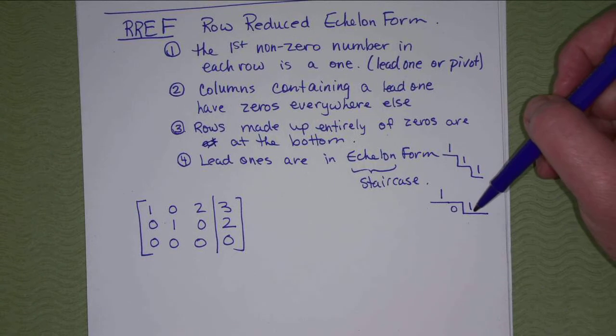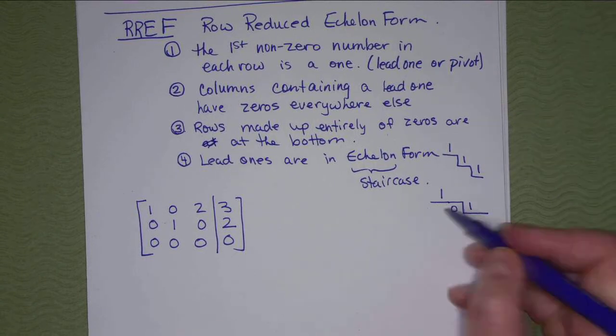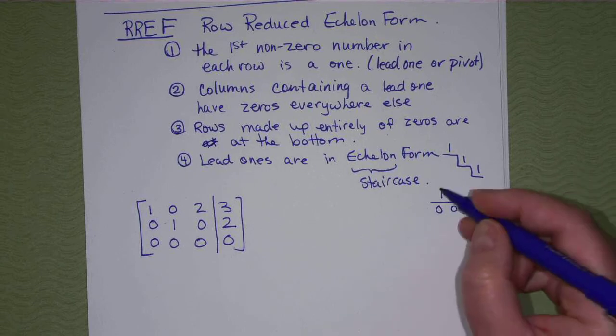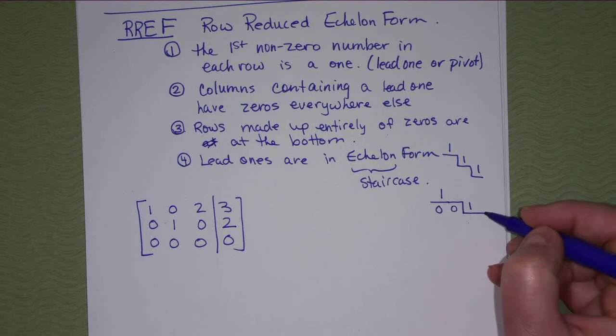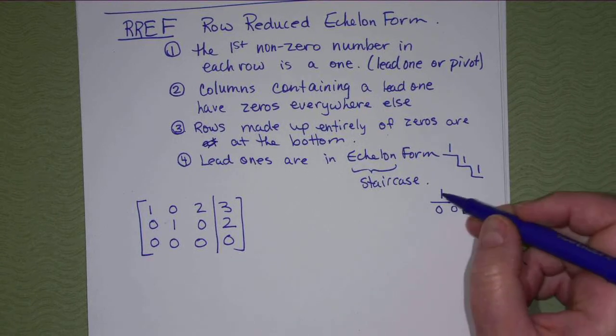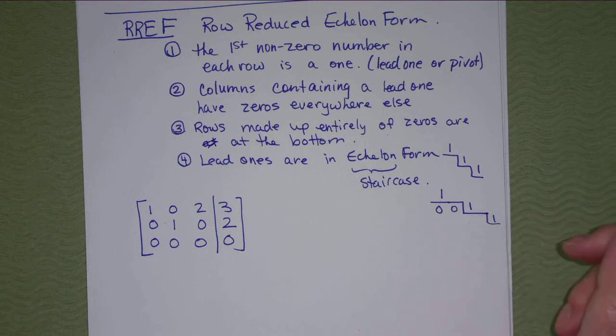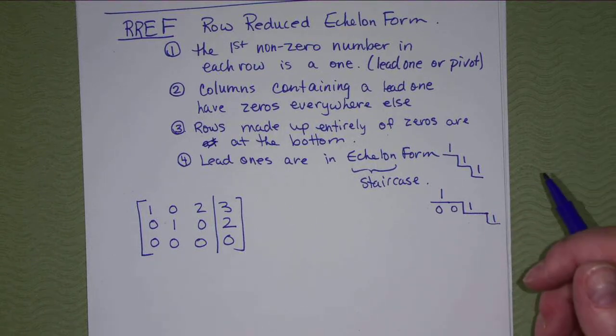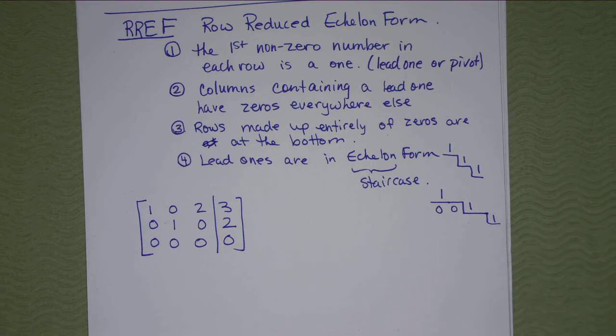So you could have something like this, sort of a longer staircase. But the ones still go in sort of that diagonal pattern, but they don't need to be right in a perfect diagonal, is the idea. They just have to be, the one in the row below has to be to the right of the one in the row above. So here it is, one example.